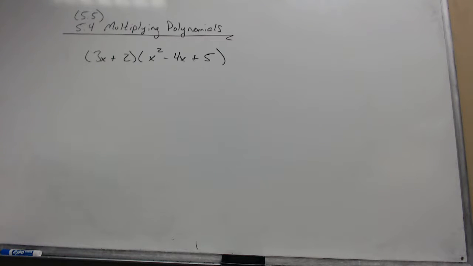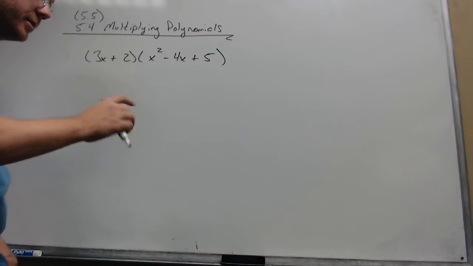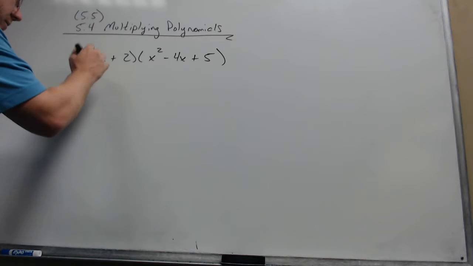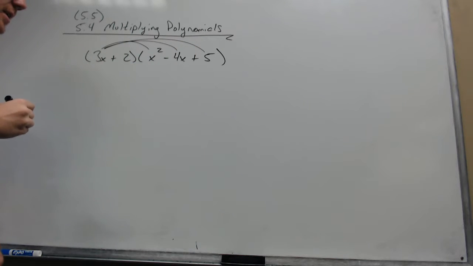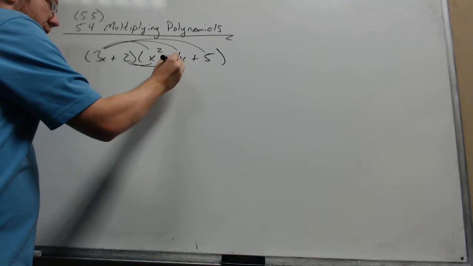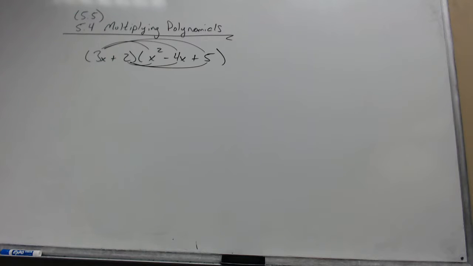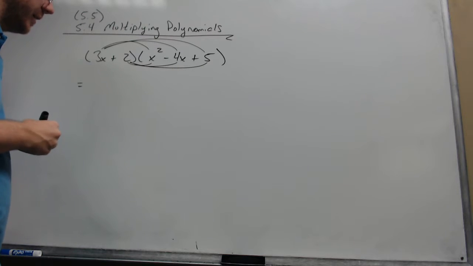There's no acronym for this. The acronym FOIL only applies to binomial by binomial. It spells out all four pieces of multiplication you need to do. For anything bigger than a binomial times a binomial, there's no acronym. You just get the idea of this distribution. I'm going to take this 3x and distribute it to all the terms over here. So there's 3 pieces of multiplication I need to do. Now I'm going to take the 2 and distribute it to all the pieces over here as well. So it's more or less a double distribution, like I characterized it before. So nothing new, just we can't talk about it as FOIL.